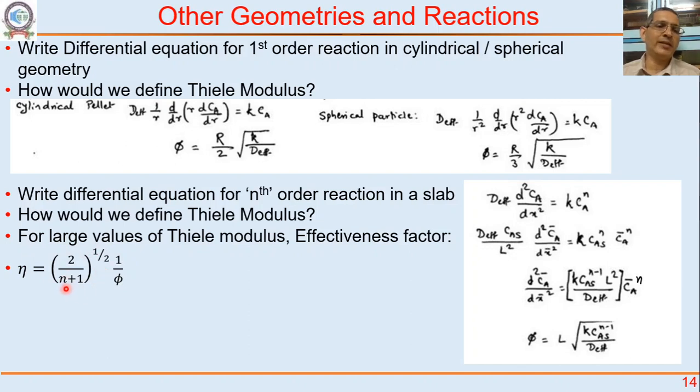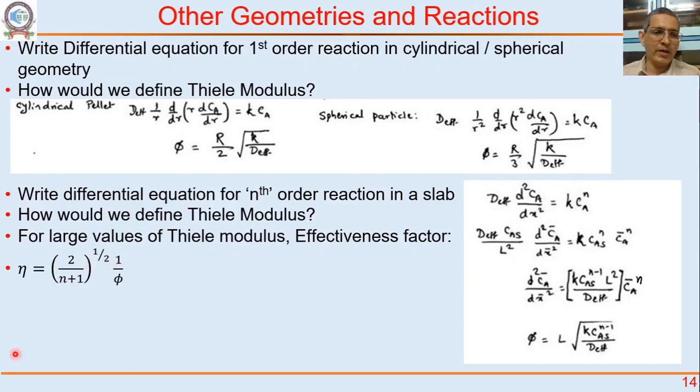If n is 1, it's a first order reaction, then this factor is just 1, and eta becomes 1/phi for large values of Thiele modulus. So this expression is valid for n equal to 1 as well, for large values of Thiele modulus, not for any other value of Thiele modulus. For nth order reaction, this is how you would define it. We are not going to derive this, but you can use this expression.